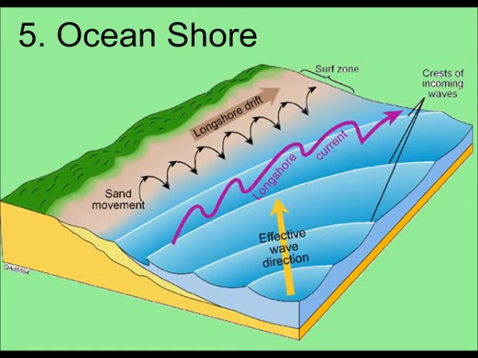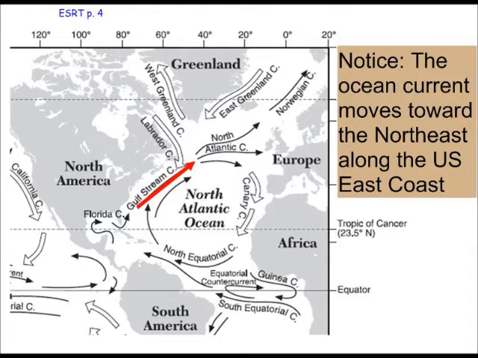The fifth environment that we'll consider is an ocean shore environment. Now, basic motion of water here is back and forth on the beach where the waves are, but there's also this thing called the longshore current, which is where it moves sediment in one direction up the coast. In our part of the world, you can see in this red arrow, all of the longshore currents are going to be moving towards the northeast up the east coast. But in other parts of the world, that's not necessarily the case.